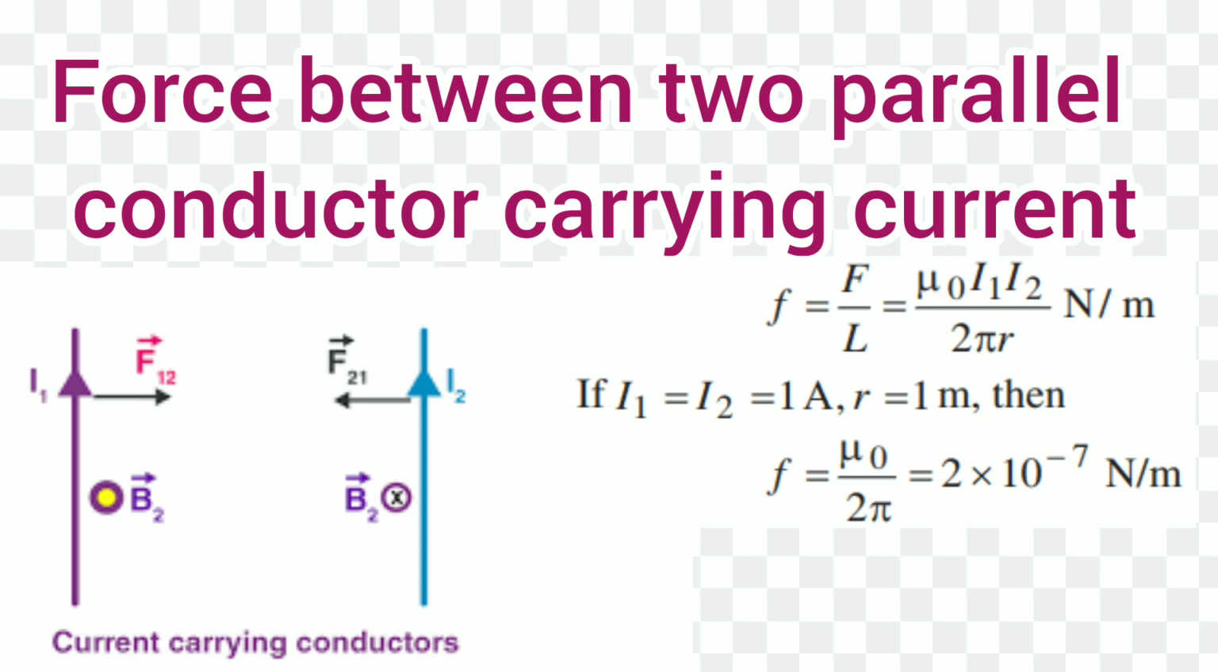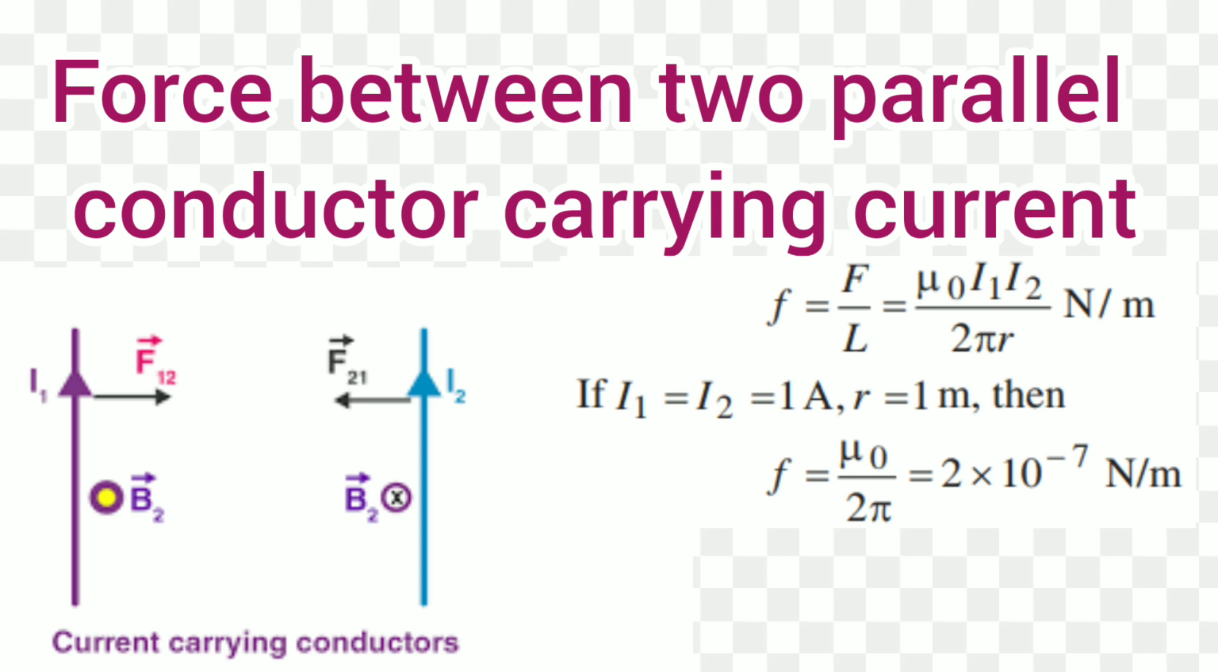And if you want to find out the value of mu naught by 4 pi, what you have to do is substitute the current to be 1 ampere through each conductor, and the distance between the conductors to be 1 meter. Then F will be equal to mu naught by 2 pi, and this value is equal to 2 into 10 raised to minus 7 Newton per meter. Hope you have understood.